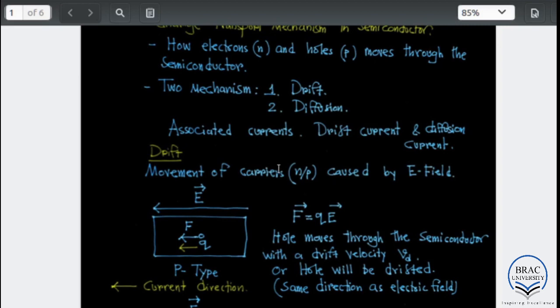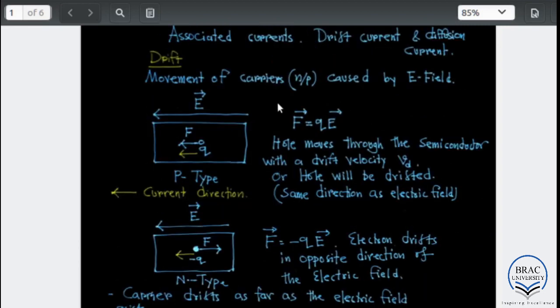However, since we call the hole free, that means the hole has the ability to move. So under the influence of this electric field, the hole will be moving. The hole will be moving with an average velocity, which we call drift velocity, in the same direction as the electric field. So we can say the hole has drifted under the influence of this electric field. And since the hole is moving, there is a current associated with the drift of the hole. The direction of the current is in the same direction as the hole. We call it hole drift current.